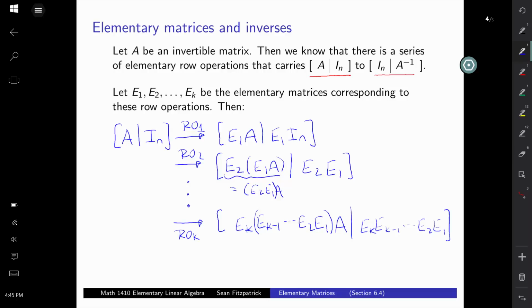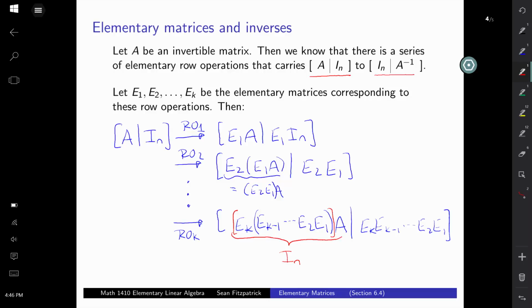Now, if this is the last step, then this whole thing here must be the identity. If our matrix is invertible, we know that the reduced row echelon form should be the identity. And notice what you have: you've got a matrix times A equal to the identity.